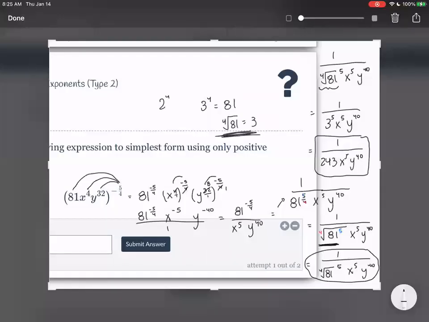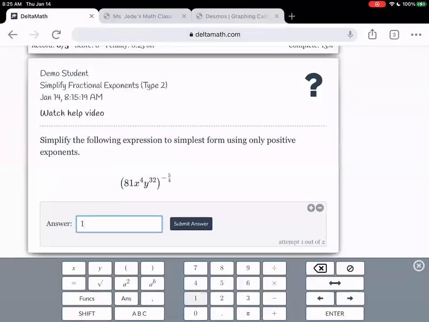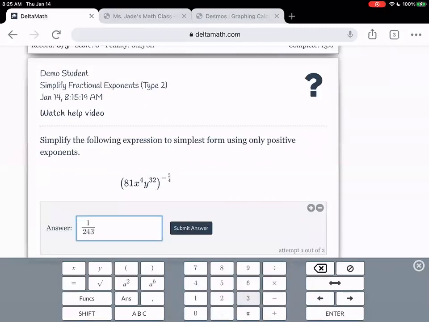I have to remember this. 1 over 243 x to the power of 5, y to the power of 40. Okay.